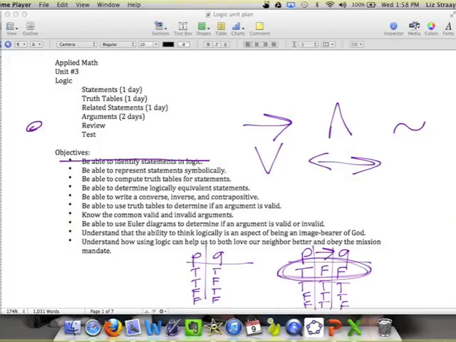Yep, the only way and is true is if both parts are true. If and only if would be like combining this, but thinking about the arrow going both ways. Will that be on the test or not? It could be.